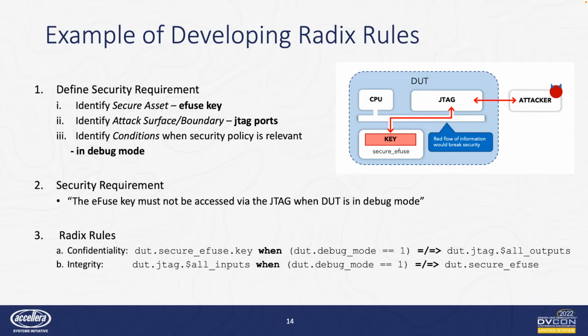Then we can express the requirement at a high level as: the eFuse key must not be accessed via the JTAG when the DUT is in debug mode. And lastly, we identify the relevant RTL signals so that we can create the rules.